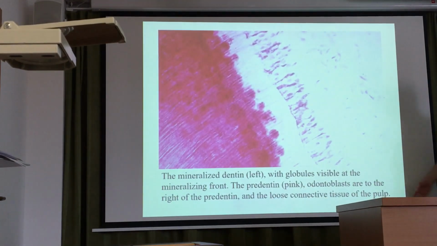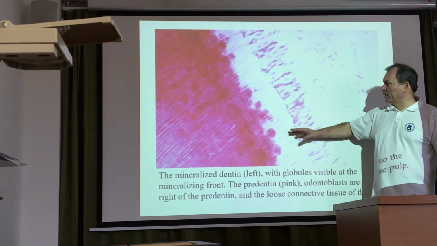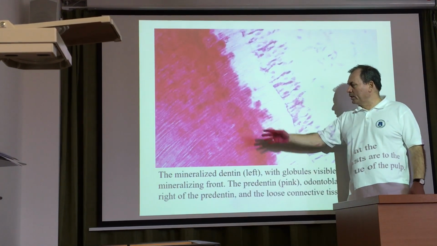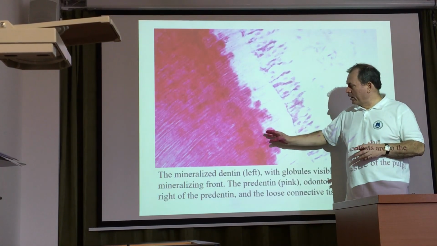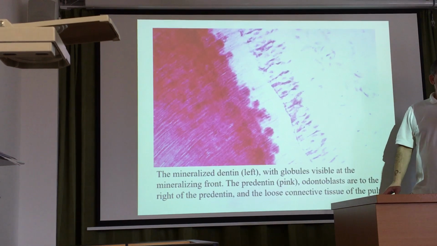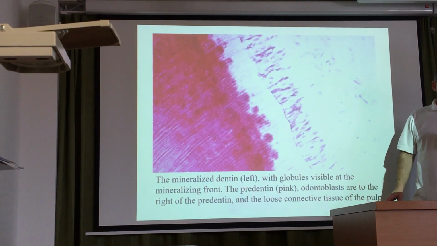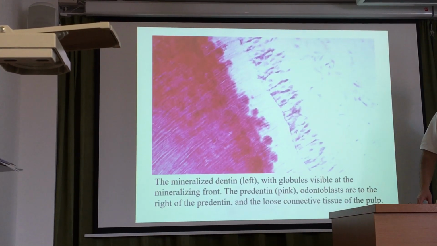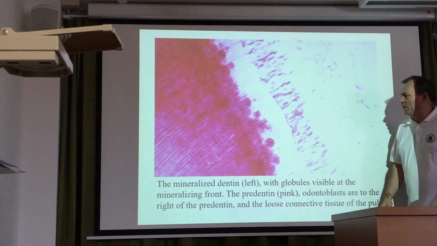You have these calcospheric crystals, globular mineralization. So in some areas in the predentin and dentin, eudentin, eudentin means mature dentin, mineralized dentin. Predentin is non-mineralized dentin, of course. This eudentin could be primary dentin, secondary dentin, tertiary dentin. It just means that it is mineralized, okay?